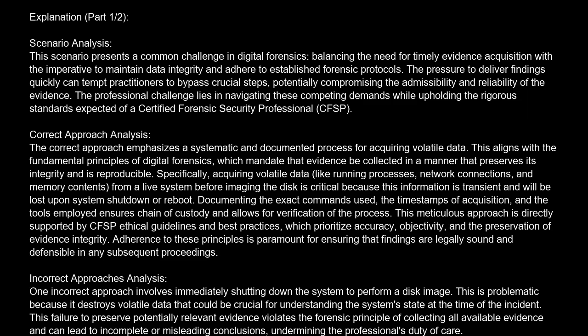The correct answer is C. Immediately shut down the workstation to perform a forensically sound disk image of the entire storage media.